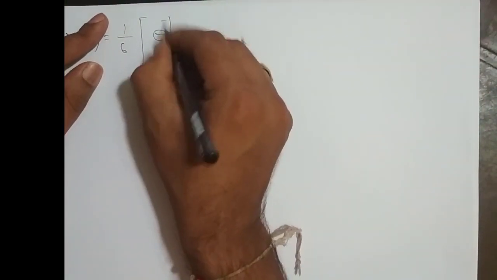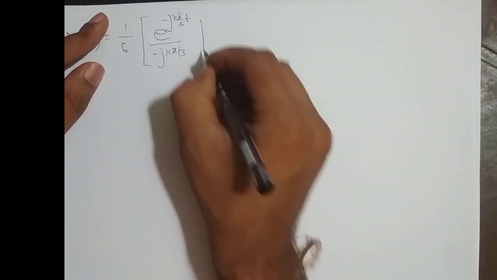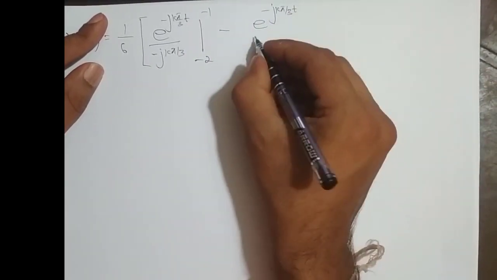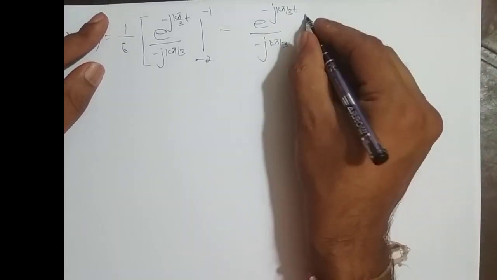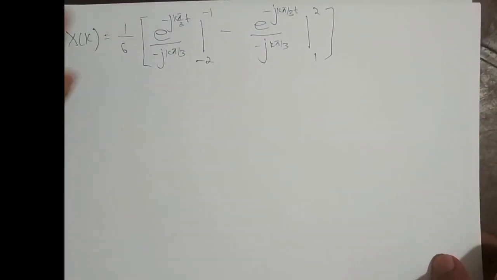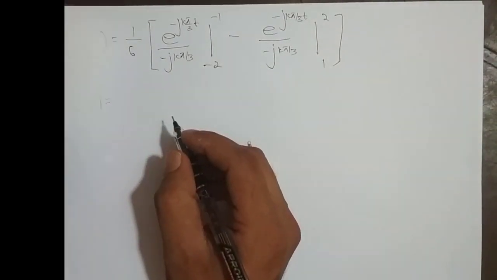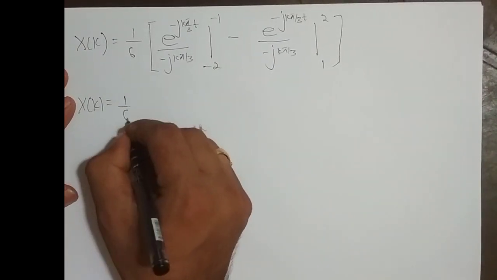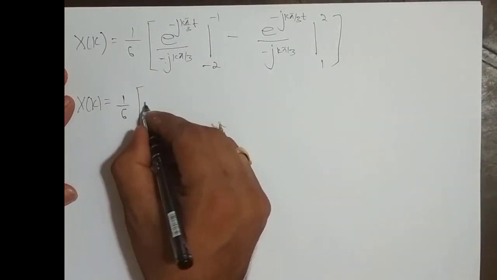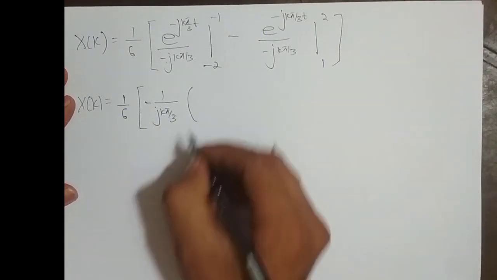So e power minus j k pi by 3 t divided by minus j k pi by 3 with the integration limit minus 2 to minus 1, minus e power minus j k pi by 3 t divided by minus j k pi by 3 with the limit 1 to 2. Okay. Next. So x of k is equal to 1 by 6 into, so here I have minus jk pi by 3, here I have minus jk pi by 3, so I'll take minus 1 by jk pi by 3 common, okay, and I'll apply the limit.